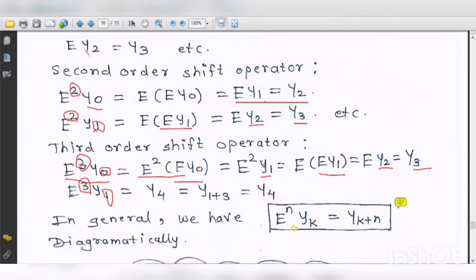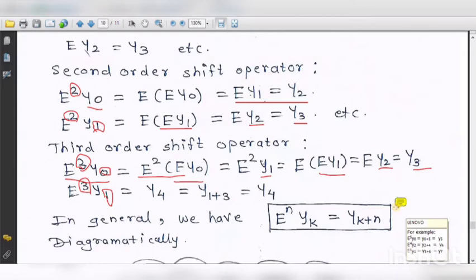So in general, you remember this formula: E raised to n y_k, where k is the suffix and n is the power. It is always y_(k+n). So directly you can write down the value of E raised to n y_k as y_(k+n). Here are some examples. The first example is E raised to 5 y0. Using this formula, the suffix is 0 and the power is 5, so it is y(0+5), that is y5.